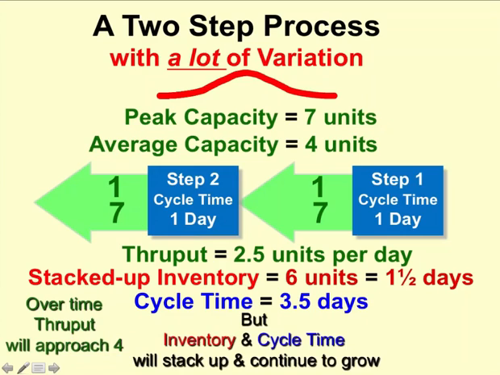But here's the ringer. Inventory and cycle time just keeps stacking up and continues to grow. It goes on forever until it is adjusted. And guess who adjusts it? Management. That's the beer game we're starting to talk about.